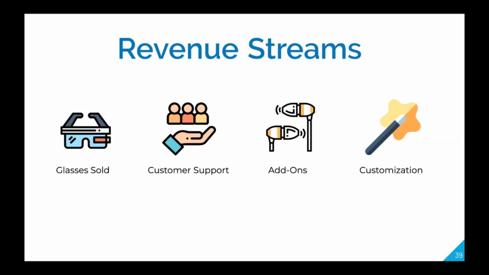And finally, for the revenue streams, we're getting most of our revenue from the glasses sold, from the customer support, as we're providing extra support if a client needs us to go to their home and help them. And from the add-ons, the accessories, they can buy accessories for their device. And finally, for the customization, we have an option that we can customize whichever feature they need specifically in their glasses.